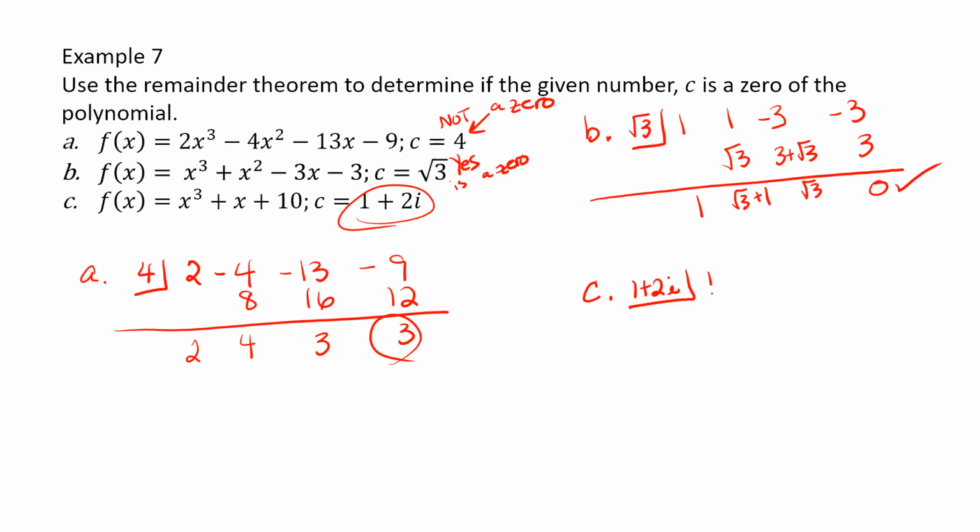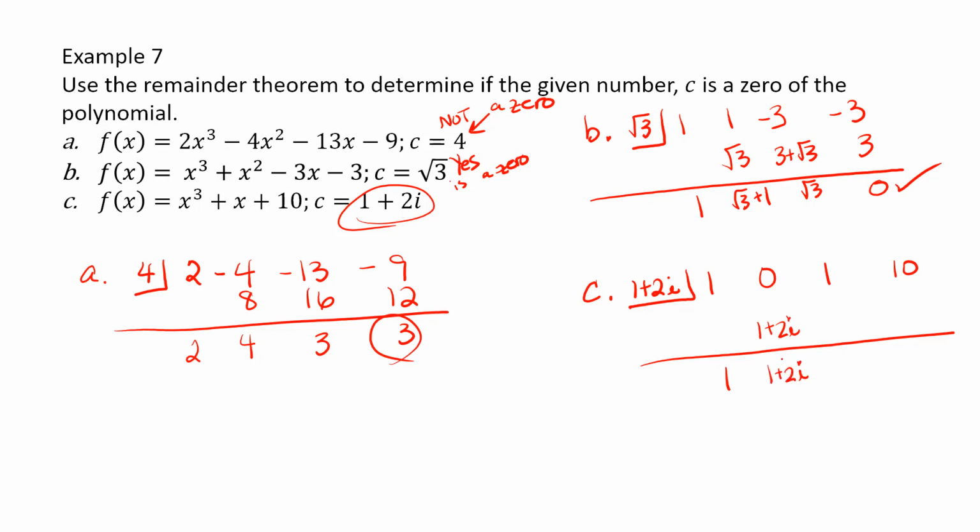And we've got 1x cubed. There's no x squared in that function, so we'll put a 0 for that. We've got 1x and 10. All right, bring down the 1. 1 times 1 plus 2i is just 1 plus 2i. And that added up is just 1 plus 2i.